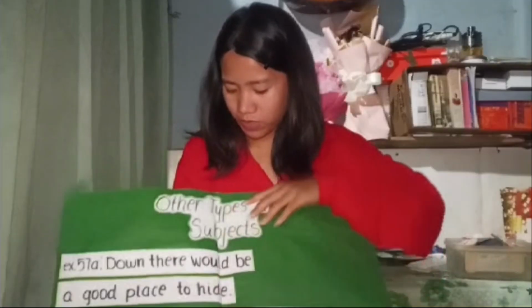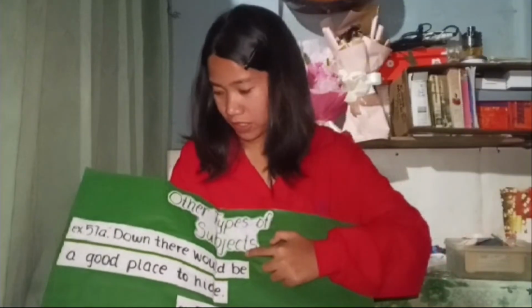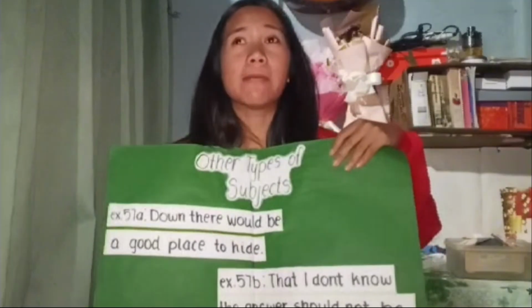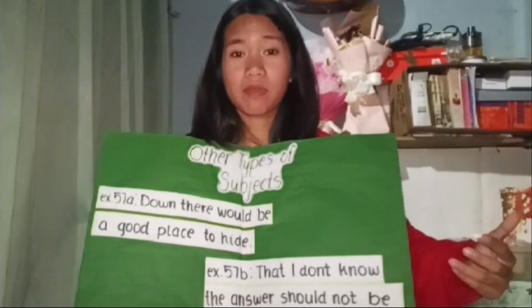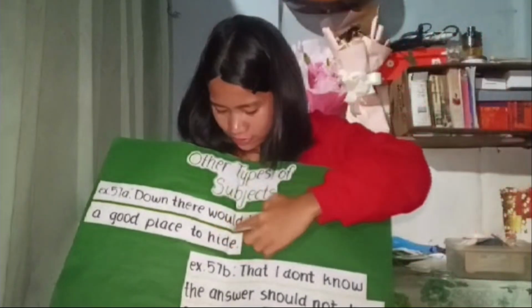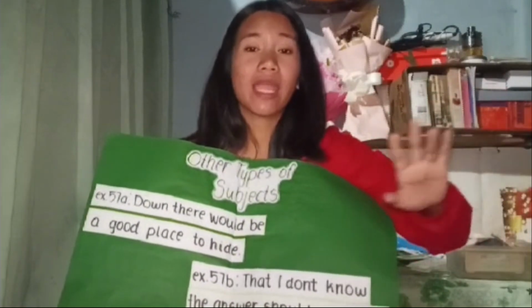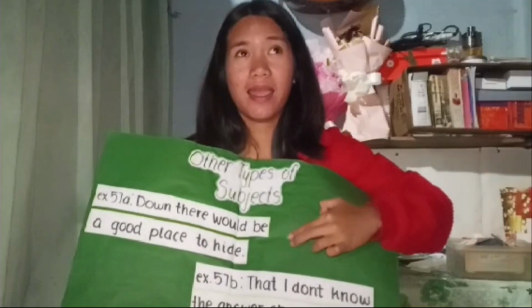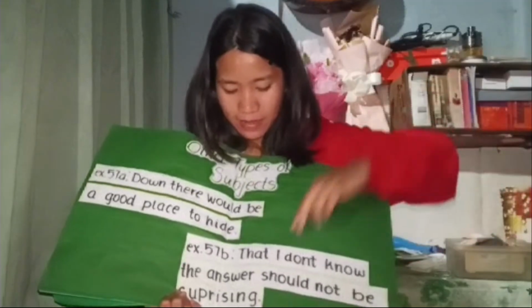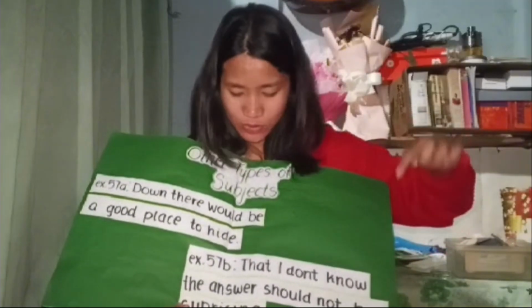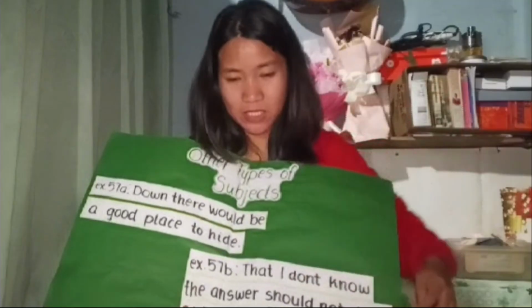And then to the last part, other types of subject. A subject does not always have to be a noun phrase or a DP. For example, this one: down there would be a good place to hide. This is not a noun phrase or a DP, but this is a PP, a prepositional phrase subject. And then we have: that I don't know the answer should not be surprising. This is also not a noun phrase or a DP, but this is a clause subject.